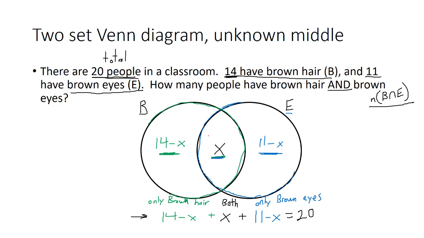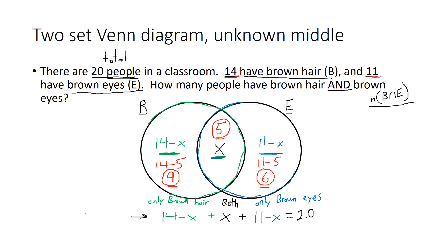I haven't used red yet. Let's use red. So if x is equal to 5, then this must be 14 minus 5, which is actually 9. And this would be 11 minus 5, which is actually 6. And so now we have our actual numbers of people in all of these sectors. We take a look. 9 plus 5 gives us 14 people with brown hair. 9 people have only brown hair. 5 people have both brown hair and brown eyes. And then we have 6 people with just brown eyes. 5 plus 6 gives us our 11.